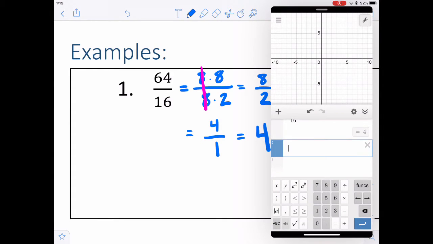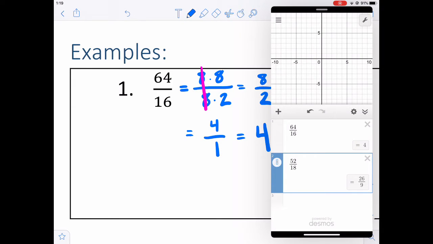One of the nice things about Desmos is if we have a different one, like 52 divided by, let's say, 18. That's not so nice, but if you click this little button right here, it will actually give you the simplified fraction. So Desmos will actually help you do this.